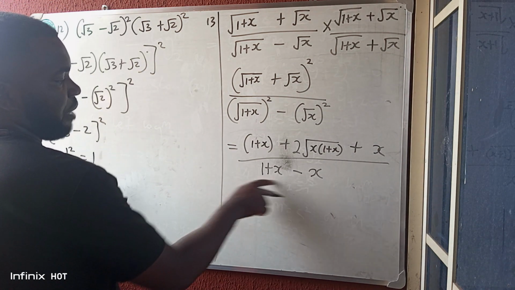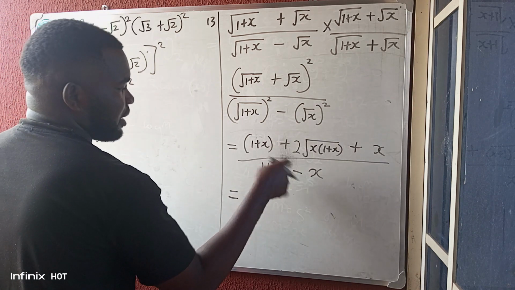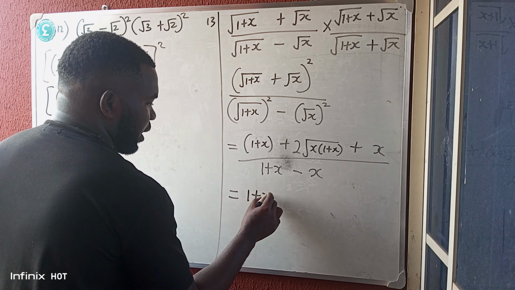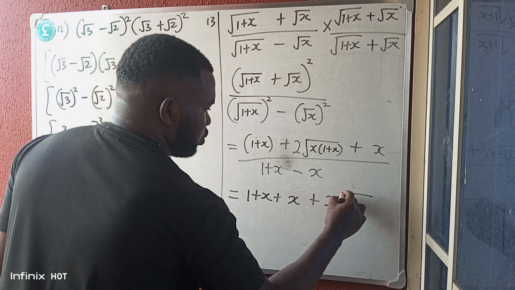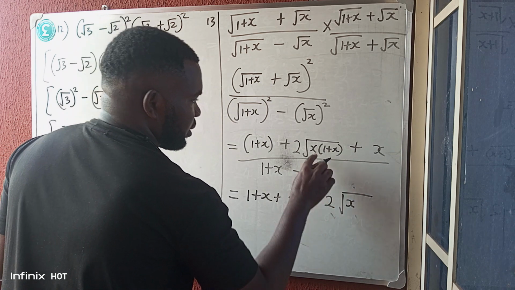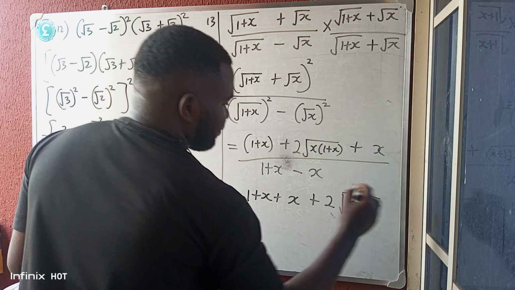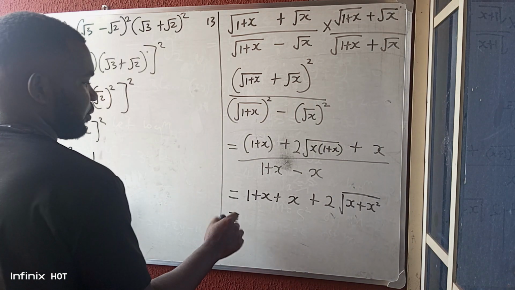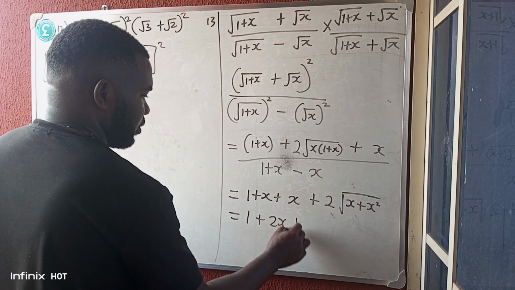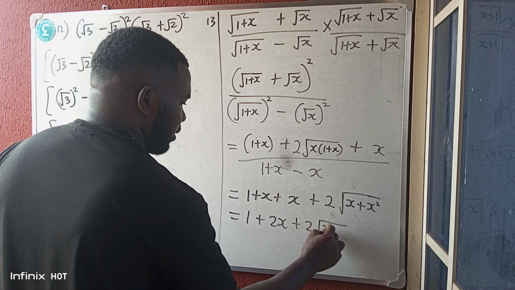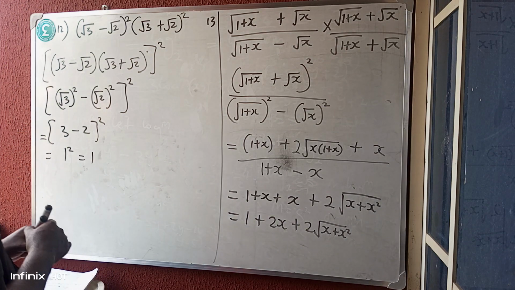Now if you look at the denominator, I'm having just 1. This minus this is 0. I'm having just 1, so anything divided by 1 is the same thing. So I'm left with 1 plus x plus this x, then plus 2 into this times this will give me x times root x, which is x to the power 3 over 2. Hmm, so what do I have now? This and this will give me 2. So I'm having 1 plus 2x plus 2 root x plus x squared. That is that. As simple as that.